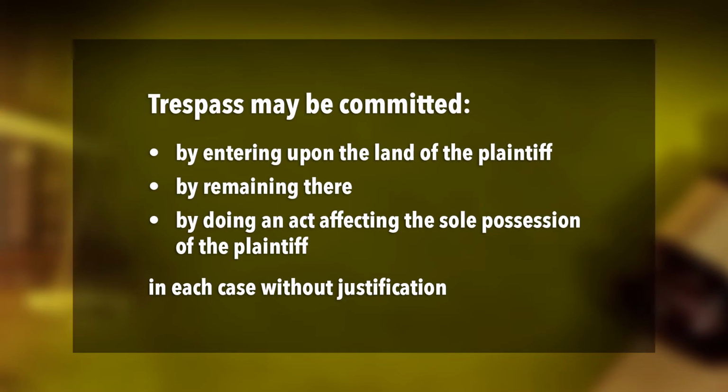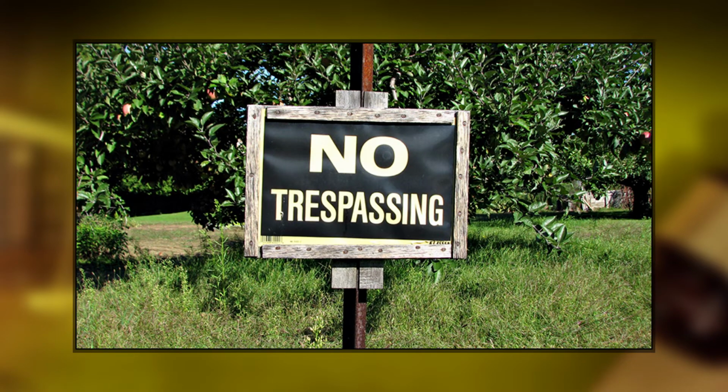Trespass may be committed by entering upon the land of the plaintiff, or by remaining there, or by doing an act affecting the sole possession of the plaintiff, in each case without justification. For instance, entering another's land or house unauthorizedly or placing some physical object on another's land is a trespass. Trespass to land is an unwarrantable entry upon the land of another or any direct or immediate act of interference with the possession of land.